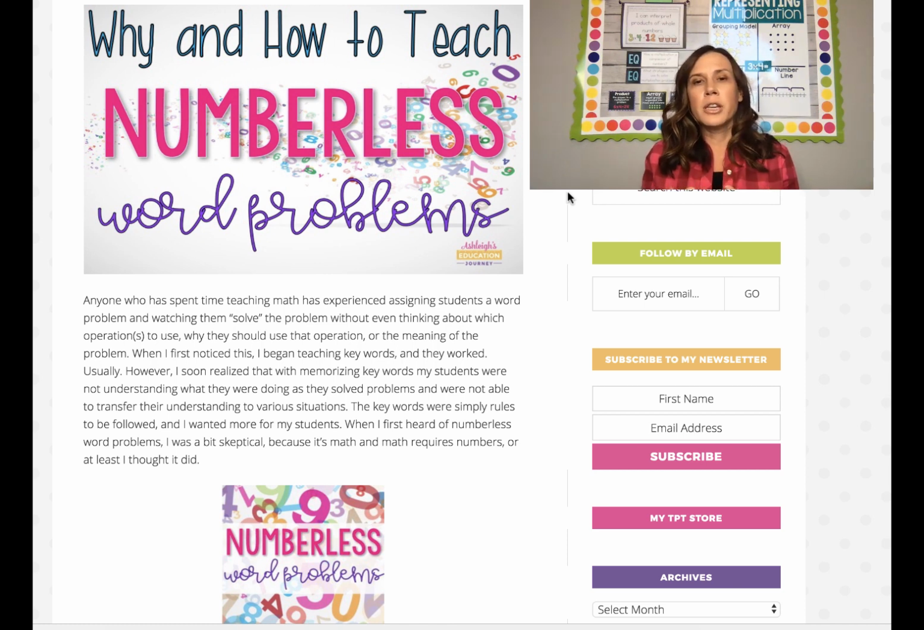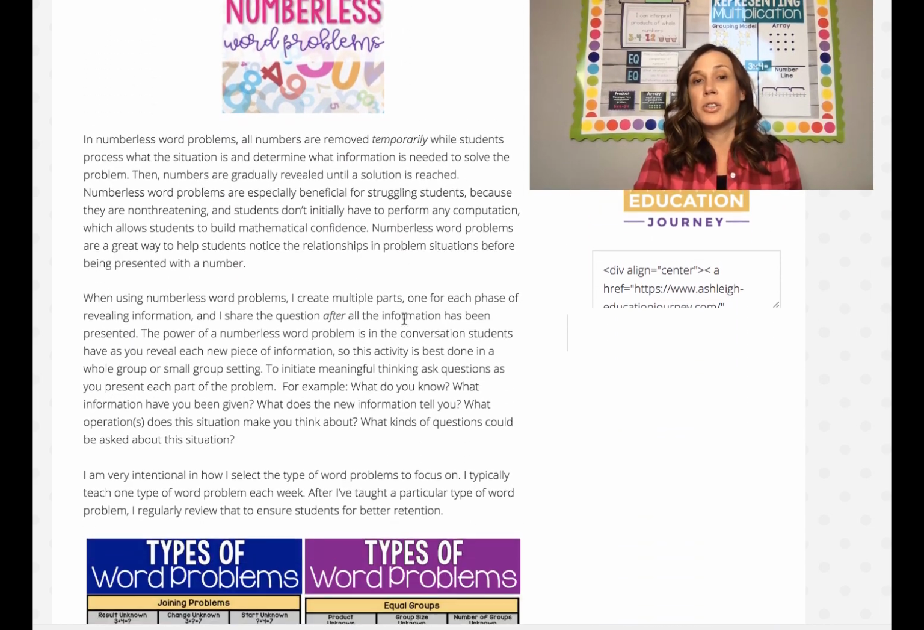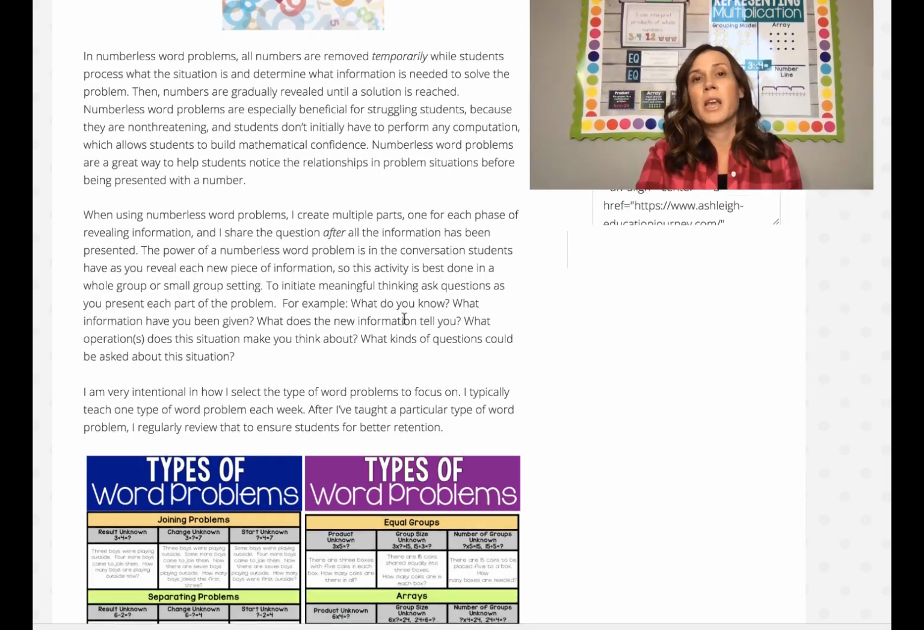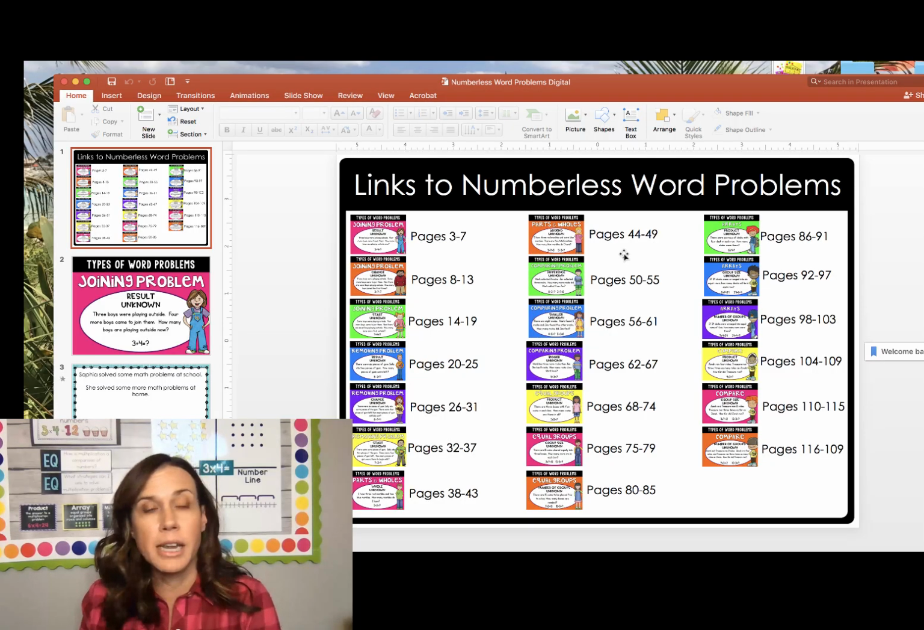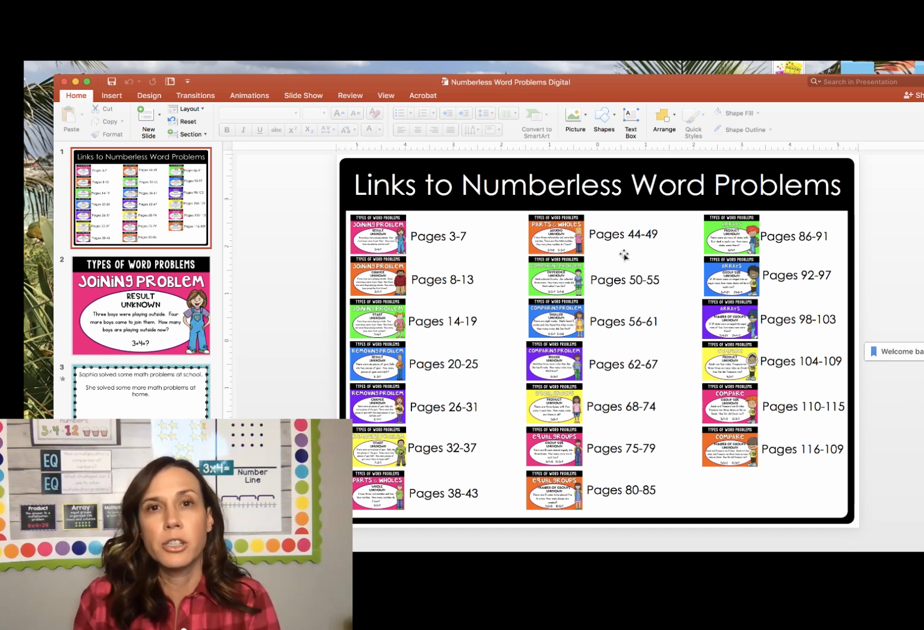And I've been looking for ways to combat this, to allow students to really think about the situation. What is the problem? What are we going to do to solve that problem? Which is why I have grown to really enjoy the use of numberless word problems. So we go through one problem a day with whole group instruction just to save paper and to make it easier on me. We do this all digitally through our overhead projector.